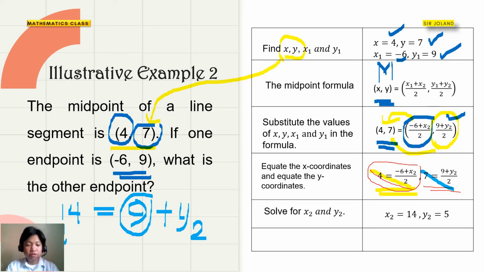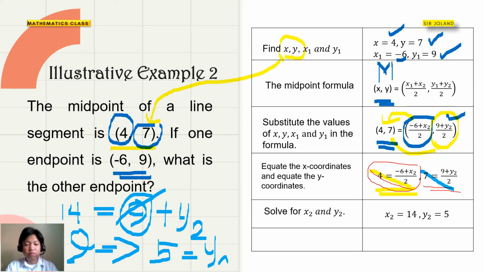Okay, so that is negative 9. Para lang natin siya ma-transpose, or mawala siya dito sa left side of the equation. So, what will happen, I just get the difference, 14 minus 9, that is correct, that is 5, is equal to y sub 2. So, therefore, the value of your y sub 2 here is 5.